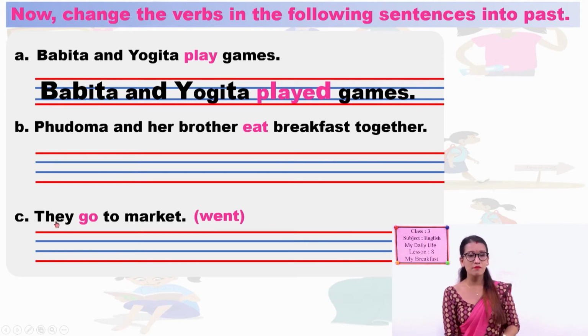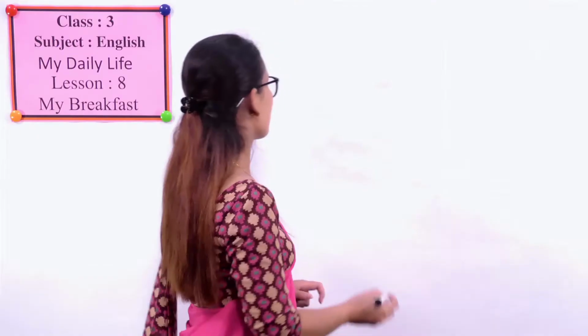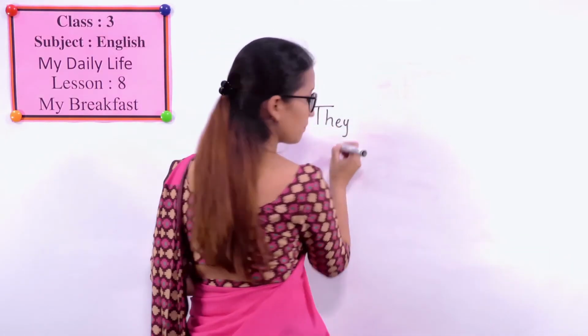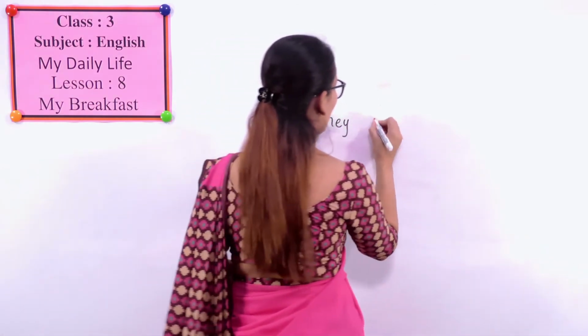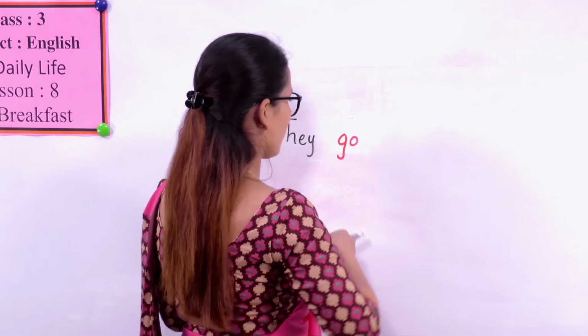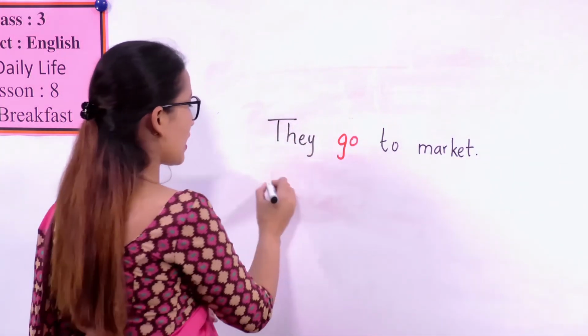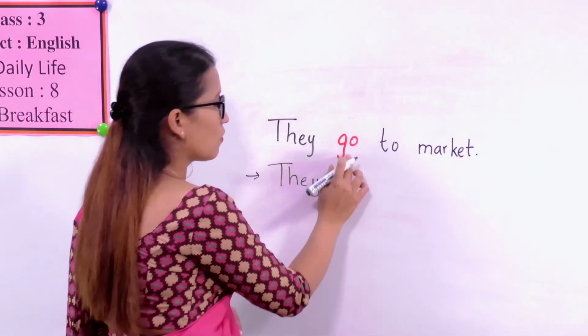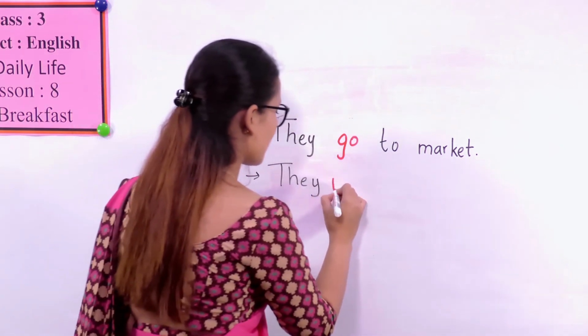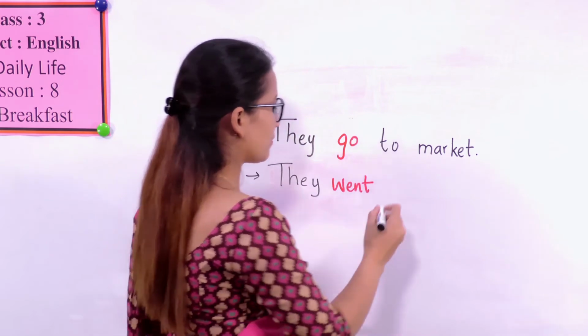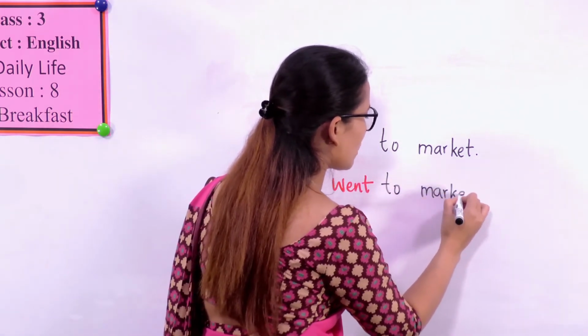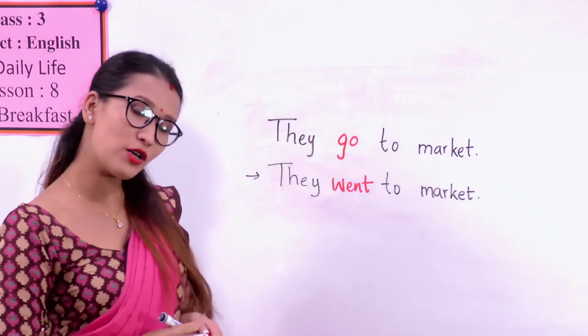Okay, let's see C number. They go to market. Verb. The present tense will go to past tense and become went. So I will teach you how to do this. Look on the board, okay? They go to market. Yes? Now, how should we change? What is the past tense of go? Went. Yes. Went to market. Finish. So easy. Yes? Wow.